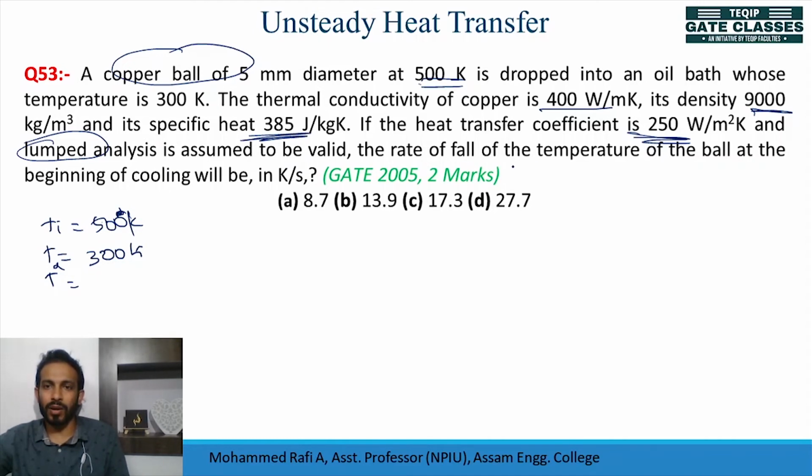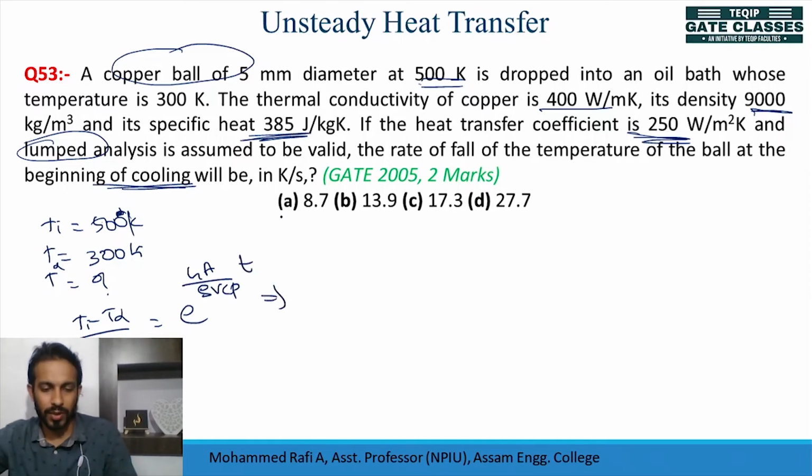The question asks for the rate of fall of temperature of the ball at the beginning. This is quite interesting. You are going to find the expression for T. We already know (Ti minus T infinity) divided by (T minus T infinity) equals e to the power hA divided by rho V Cp into t. Substituting, Ti is 500. You can take either Kelvin or degree Celsius because we are talking about the temperature difference, so it will not make any difference. Both have the same meaning.